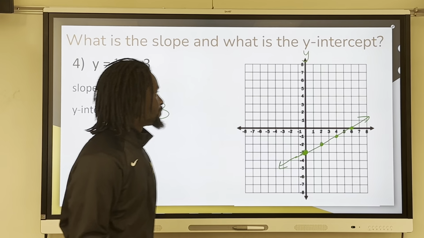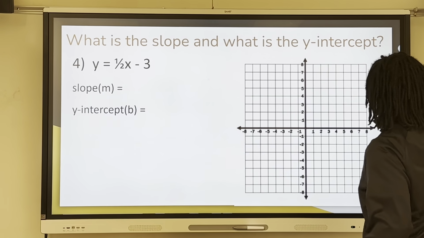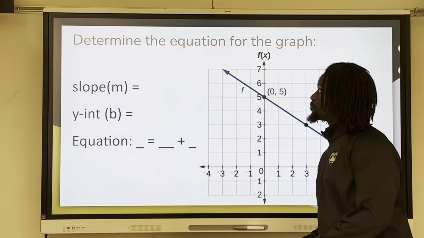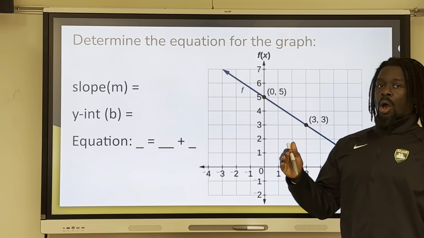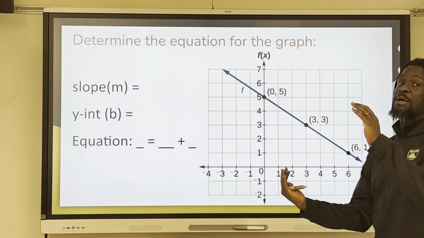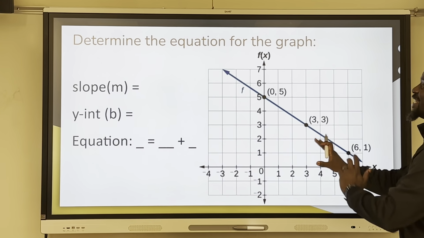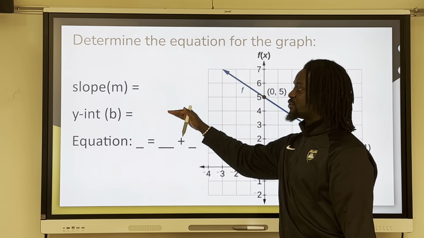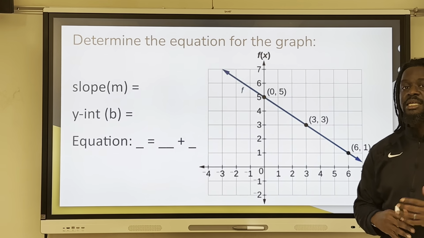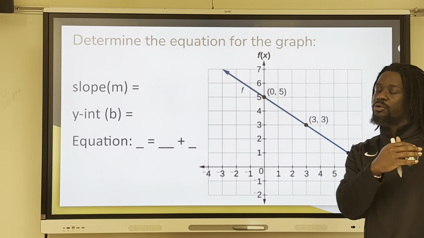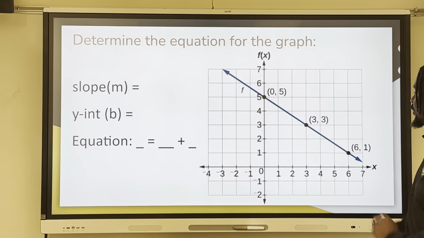Okay. Now, guys, I know that that's a lot. And in the last set of problems, we're just kind of going backwards. So we're going in reverse. This time I'm going to give you the graph, and you have to figure out what the slope is, what the y-intercept is, and what the equation is. But it's the same thing. We're just going backwards, starting with the graph this time.